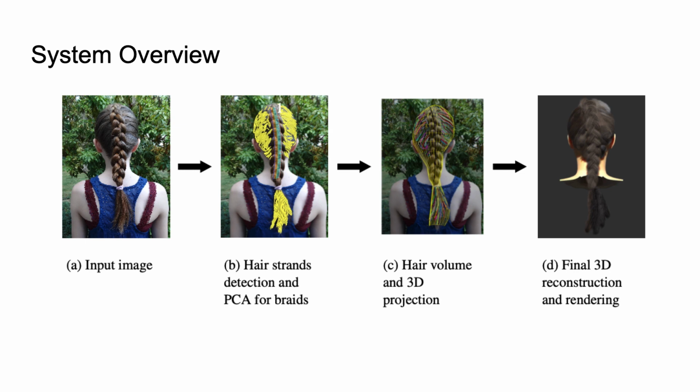In the non-braid region, we extract the 2D hair strands. Then we generate the 3D hair volume based on the silhouette of the hair region. Finally, we project 2D braids and 2D hair strands on the 3D hair volume to obtain the 3D braided hair model.